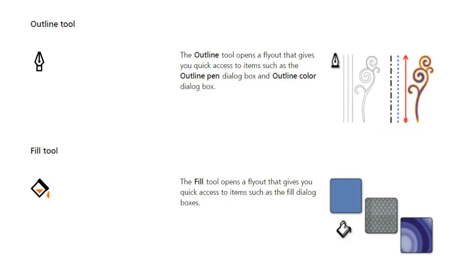Outline tool. The outline tool opens a flyout that gives you quick access to items such as the outline pen dialog box and outline color dialog box. Fill tool. The fill tool opens a flyout that gives you quick access to items such as the fill dialog boxes.